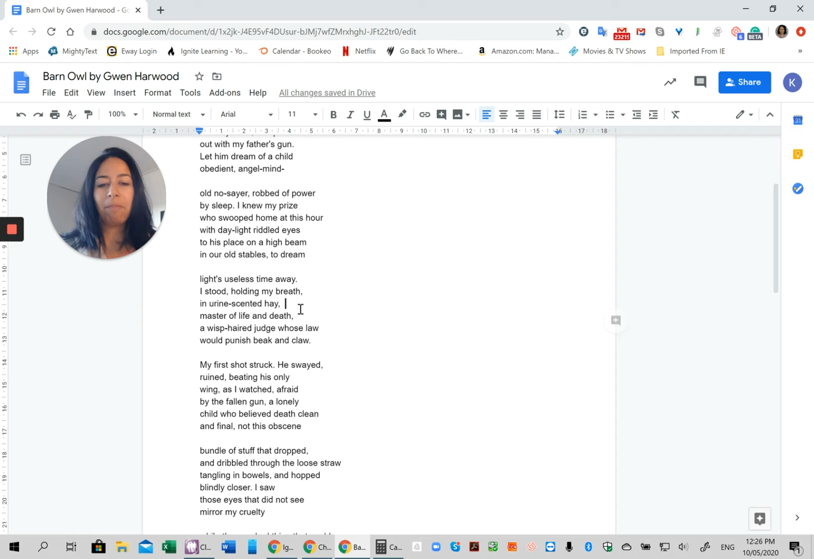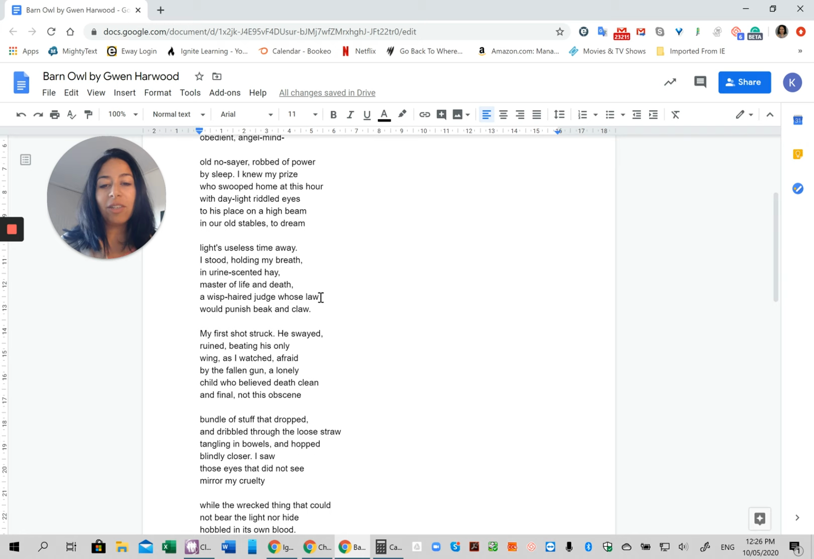And then if we have a look here, you've got this image of her being the master of life and death. That's a good one, and I'll come back to why later because that's something you can incorporate into your own piece of writing. But anyway, let's stick to the analysis here. Probably a metaphor, I would say, or even a hyperbole. She's not the master of life and death. It's exaggerated. But in this particular instance, she does have control over life and death for this poor owl, and she is the whisp-haired judge, again metaphor, whose law, her law, would punish beak and claw.